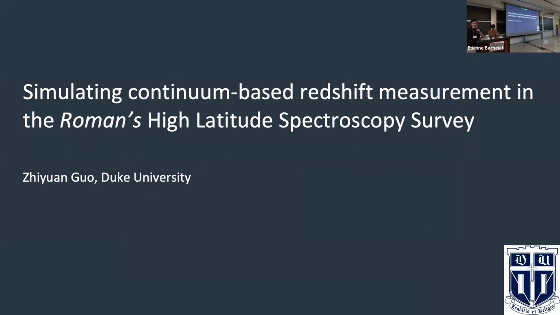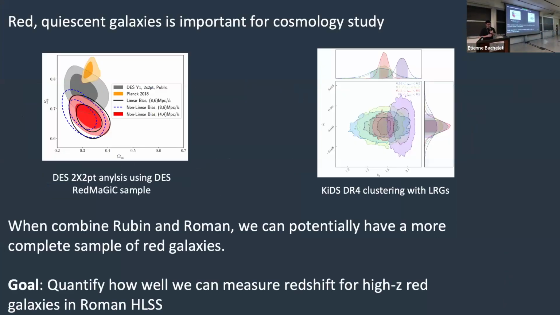Hello, my name is Matt. I'm a grad student from Duke University, and my poster is about continuum-level redshift estimation for the Roman High-Latitude Spectroscopy Survey. The motivation behind this project is that red galaxies are important for cosmology studies, for example, for galaxy clustering and also for galaxy-galaxy lensing.